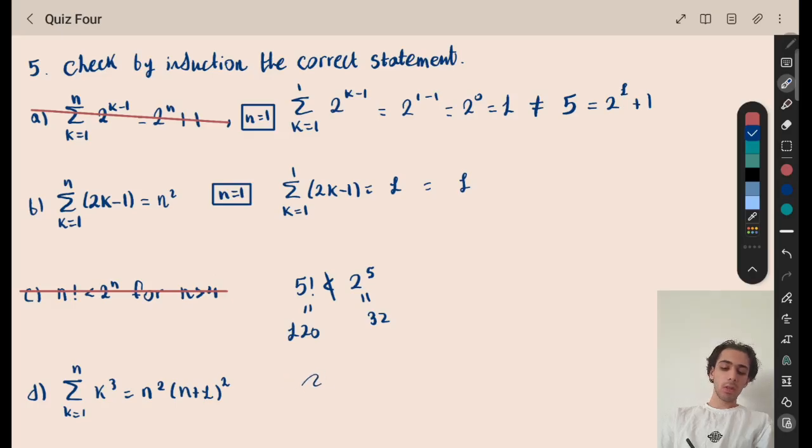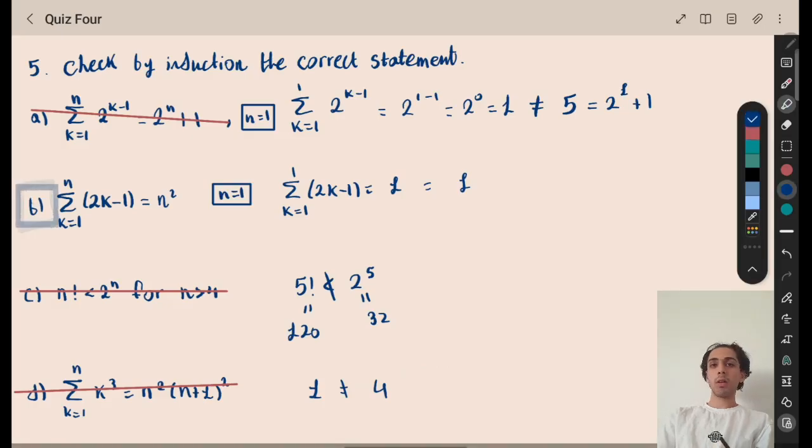For the final one, you can check it and you'll see that you get something of the form 1 to the third is equal to 1 squared times 1 plus 1 squared. 1 plus 1 squared is 2 squared. And you get 4, and 1 to the third is 1, and 1 is not equal to 4, so this will not be the answer. You can, of course, go by and prove this by induction. It could be a very good exercise.